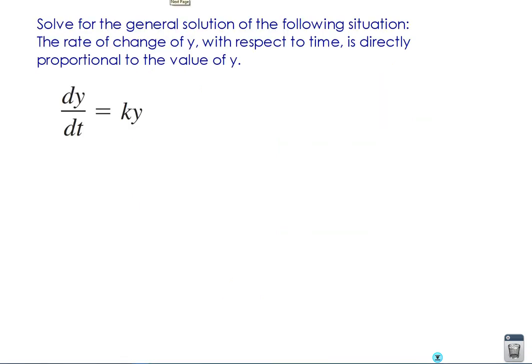Okay, so solve for the general solution for the following situation. The rate of change of y with respect to time is directly proportional to the value of y. So I've got dy dt is equal to k times y. This is a very common scenario where now instead of differentiating with respect to x, just our regular independent variable, we are differentiating with respect to time.